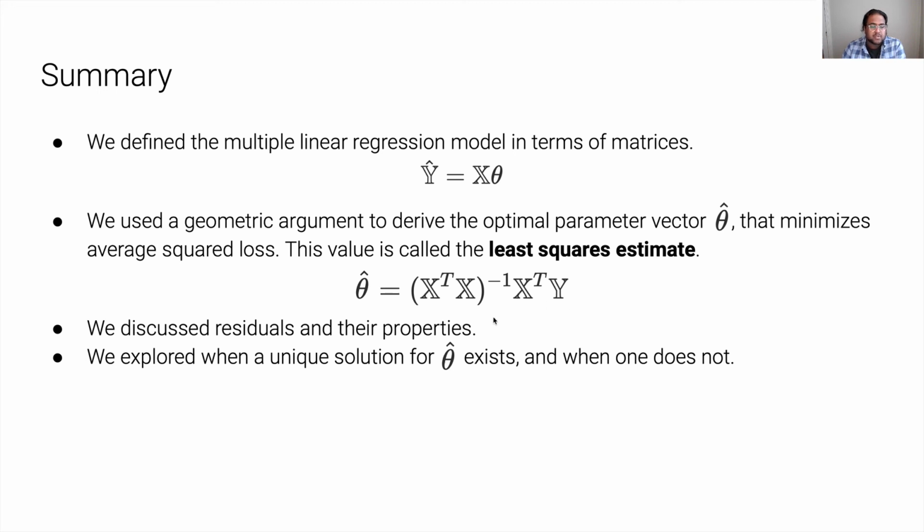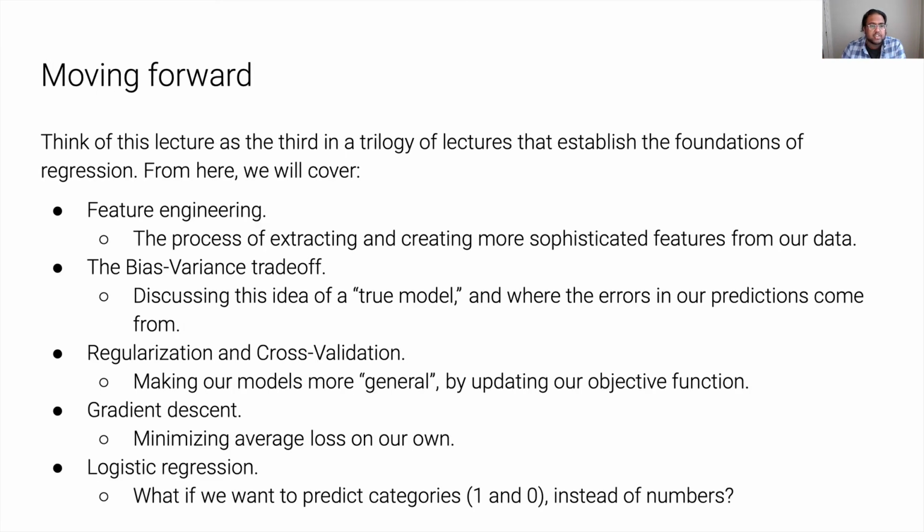Speaking of residuals, we also discussed them and their properties, both in terms of residual plots and also the properties that you gain by having an intercept term in your design matrix. And lastly, we talked about when a unique solution for the optimal parameter vector theta exists and when a unique solution does not exist. So I like to think of this lecture as being the third in a trilogy of lectures that establish the foundation of modeling and linear regression. And from here, we are going to look at several variations and extensions to this idea of linear regression, but it will all come back to this lecture. But that's it for this time.